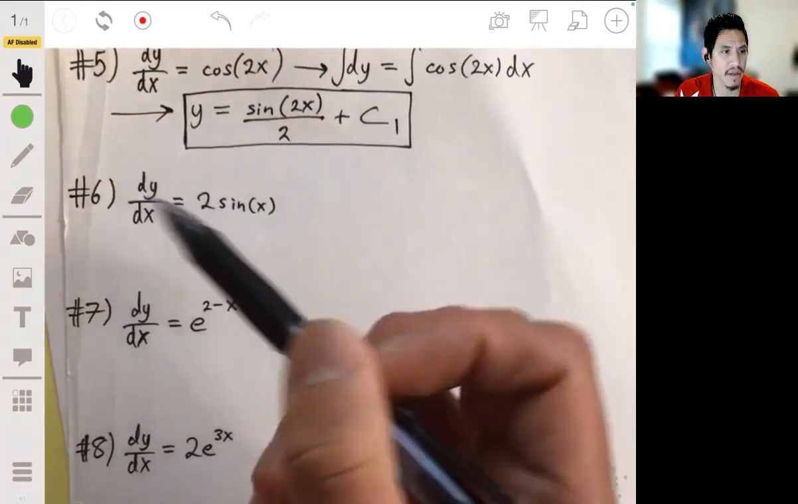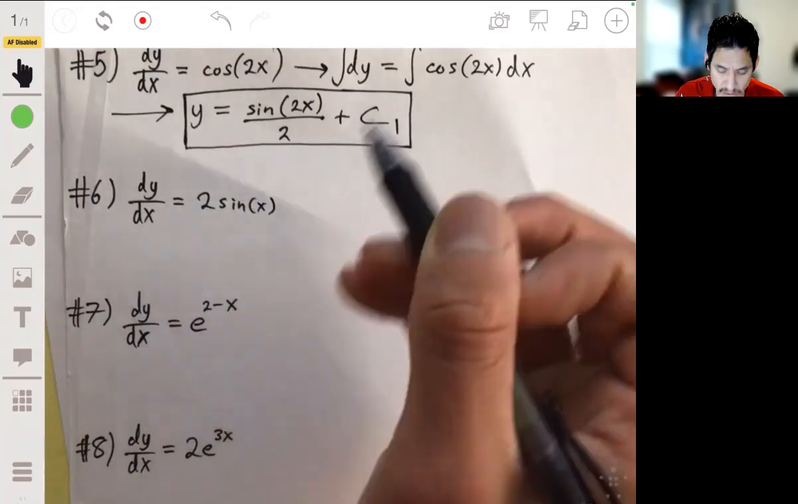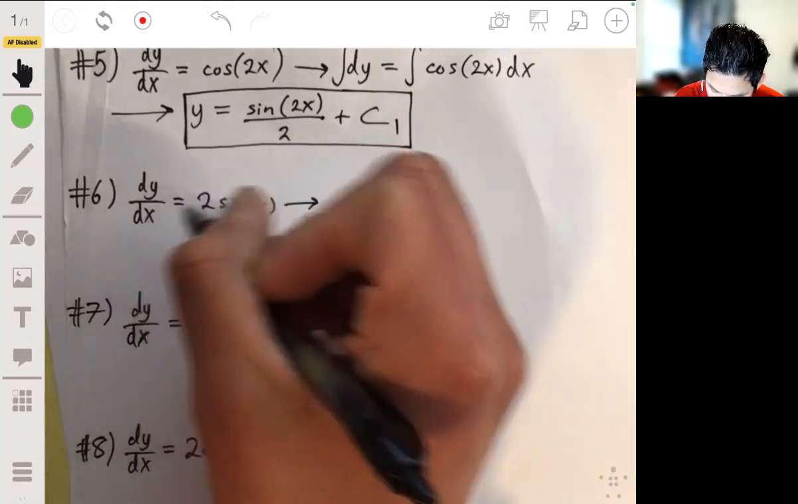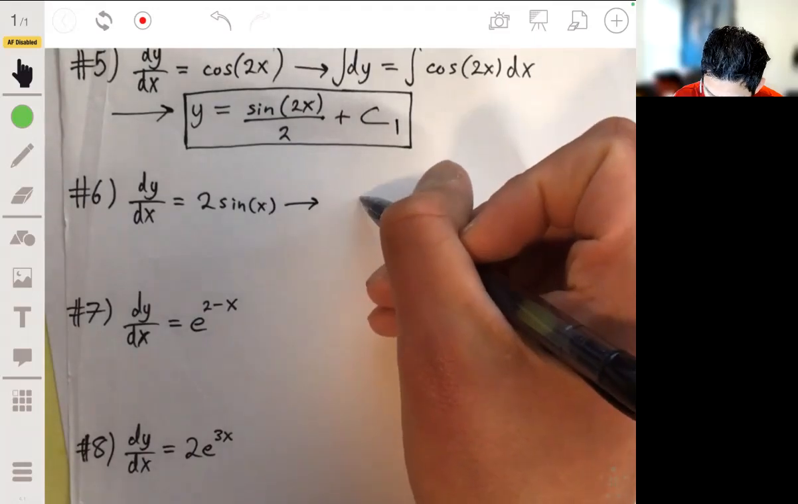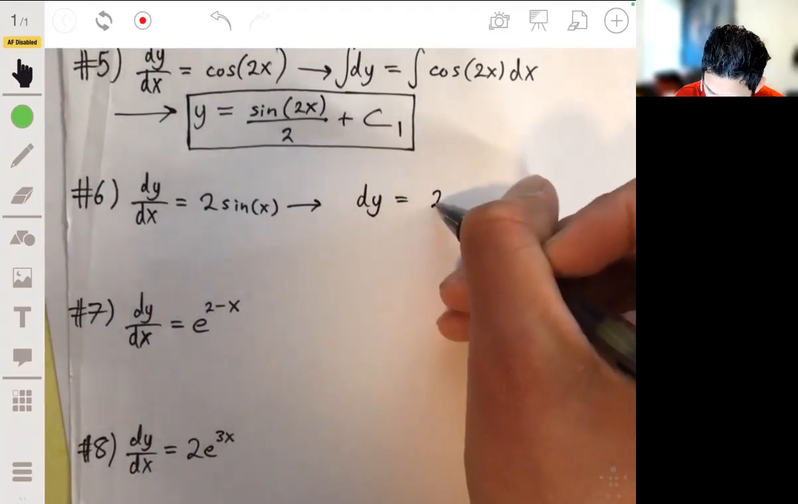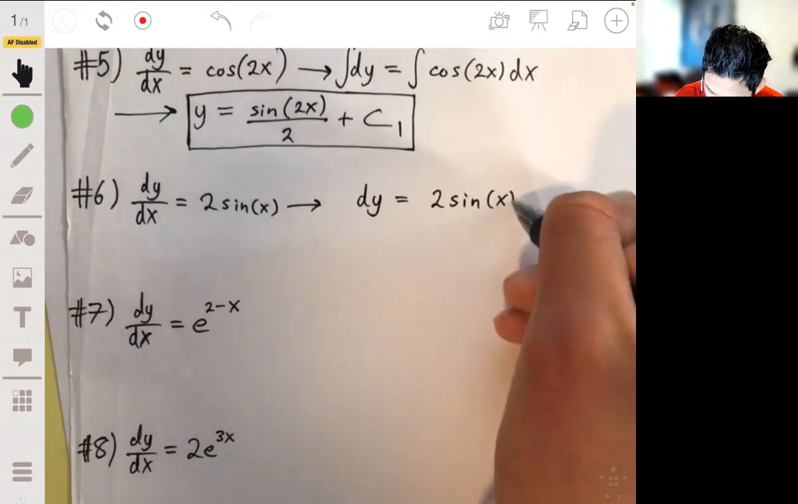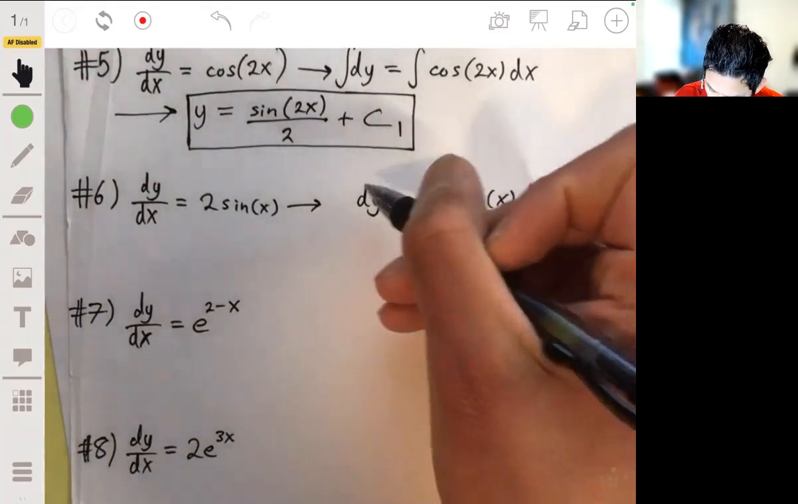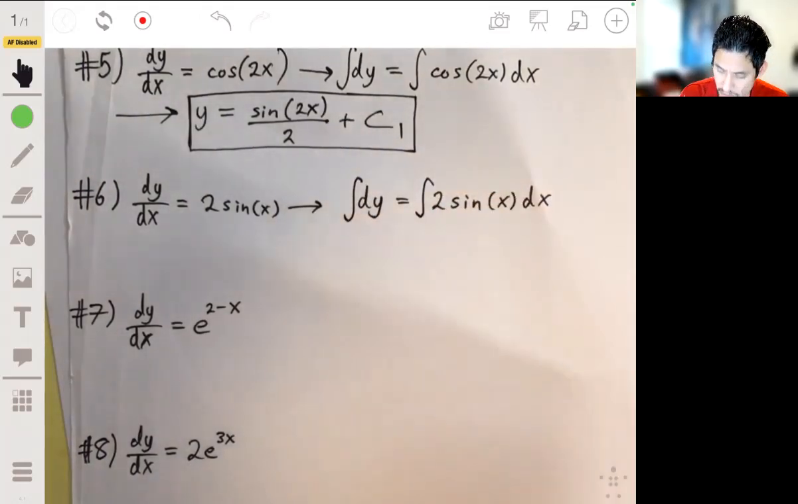All right, number 6, we have that dy/dx equals 2 times the sine of x. So again, let's multiply the right side by dx. So we'll get dy is equal to 2 times the sine of x dx. Now we're ready to integrate, so let's throw the integral symbol on there.